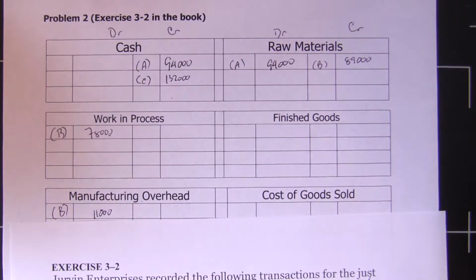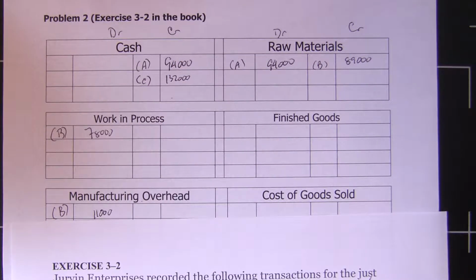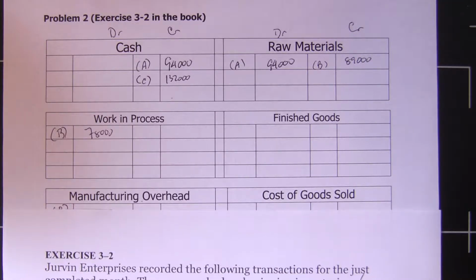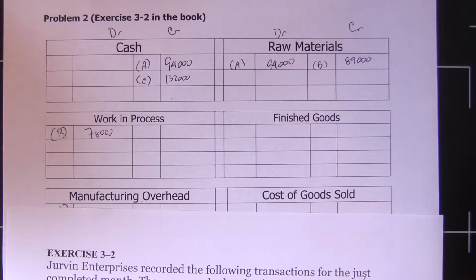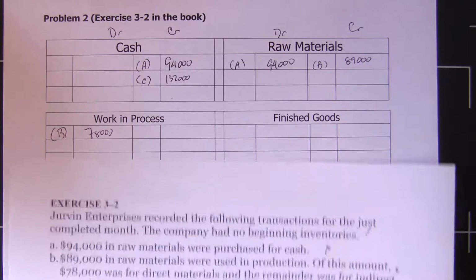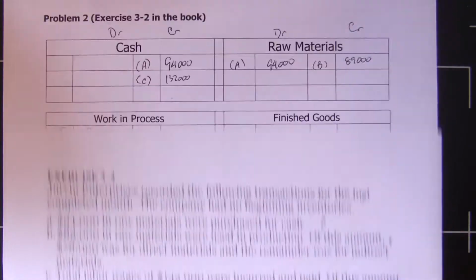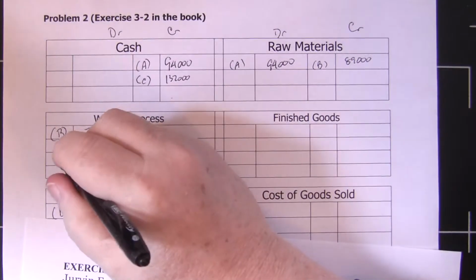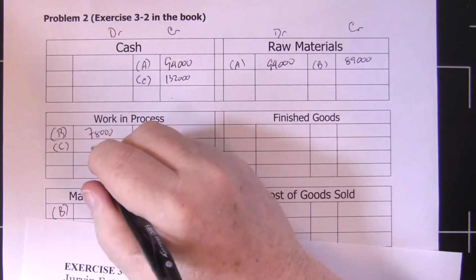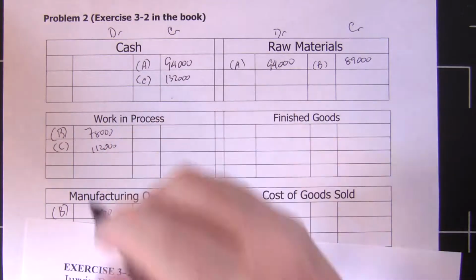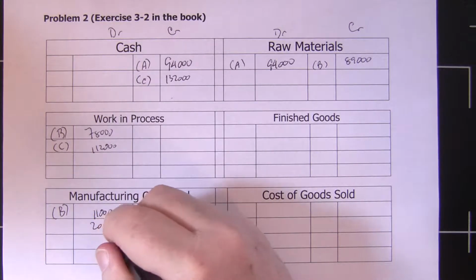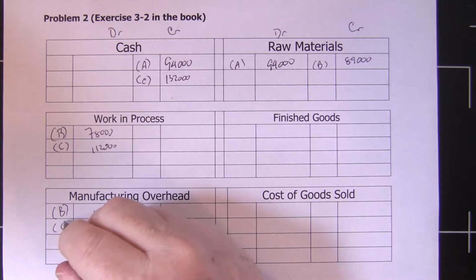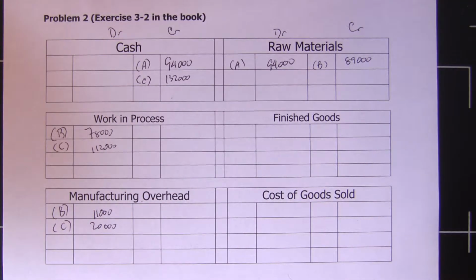$132,000 cash, and that was for direct labor. So from that, how much did they tell us? $112,000 went to work in process. And the remaining $20,000 went to overhead. And this is just a matter of walking through the list.